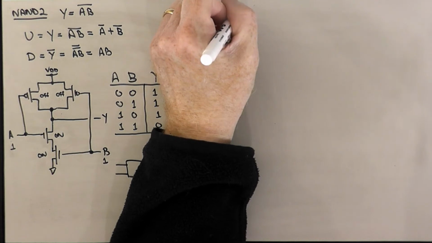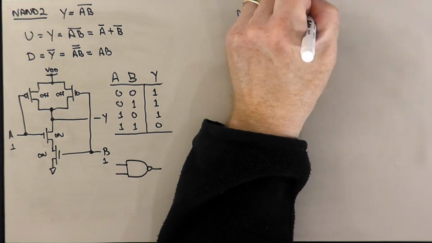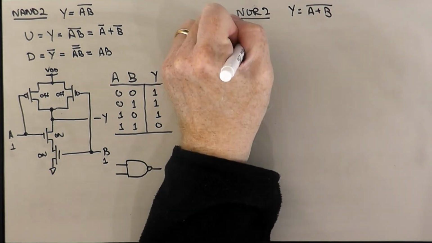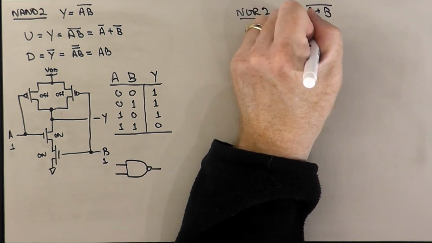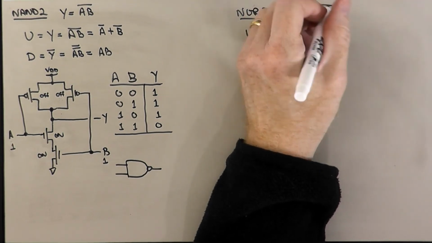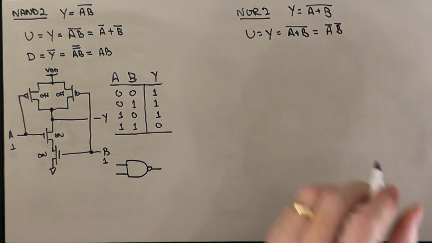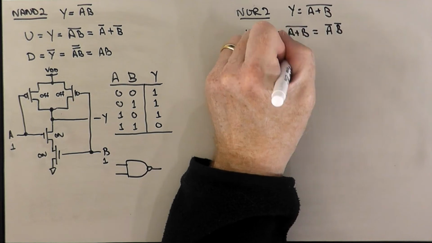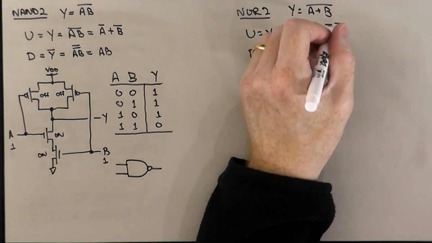How about a 2-input NOR gate? So in this case, Y is (A or B) bar. Well, U is Y, which is (A or B) bar. And we can use De Morgan's other law and push the overbar down onto the Boolean variables and change the OR to an AND, like so. And then D becomes not Y, which is (A or B) bar bar, and the double complementation disappears and it becomes A or B.